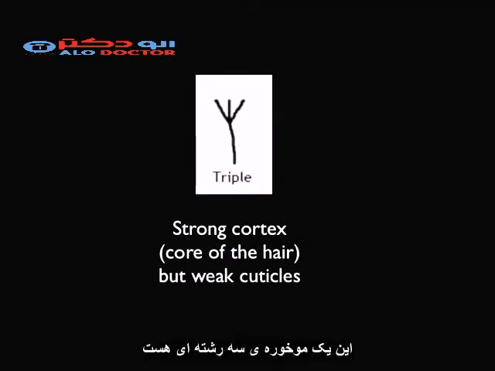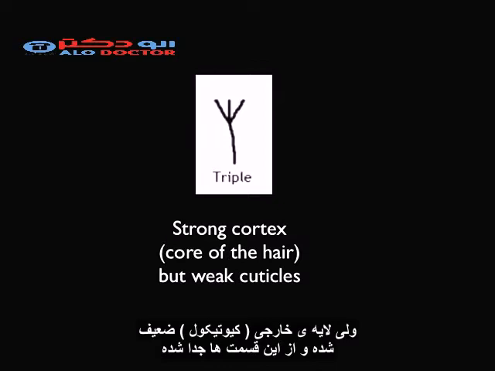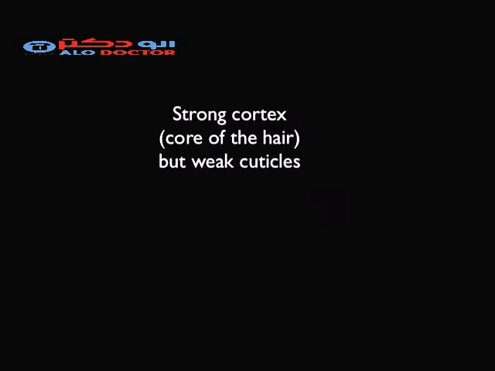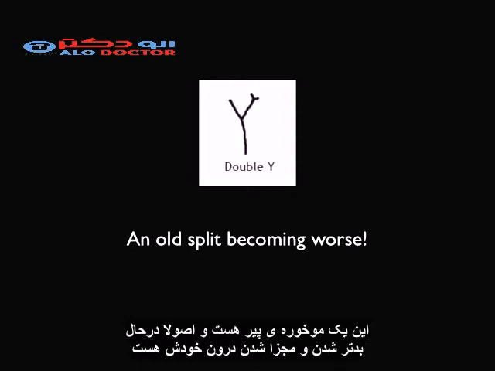This is the triple. This also means you have a strong cortex and medulla, but the cuticle has been weakened and has been split apart from it. This is the double Y split. This is an old split basically just becoming worse and splitting within itself.